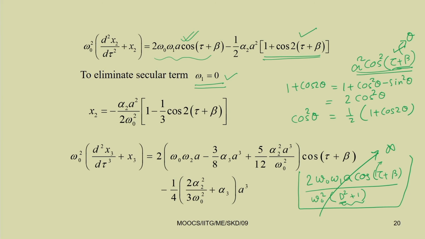Now omega 0 square d square x2 by d tau square plus x2 becomes minus half alpha 2 a square into 1 plus cos 2 of tau plus beta. From this, the particular solutions can be found in this form. For the cos 2 of tau plus beta term, you can similarly find the particular integral. In place of d square you substitute minus 4, so minus 4 plus 1 becomes 3. For the constant term, it is a constant by omega square into d square plus 1. You can take this to the top, expand it using the binomial theorem, and get the particular solution.